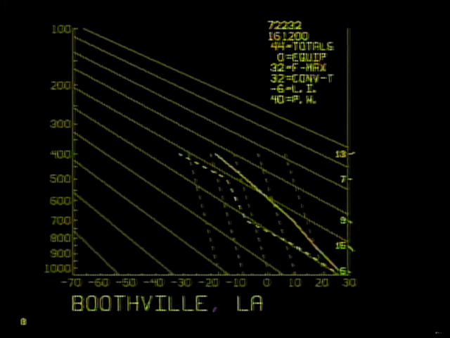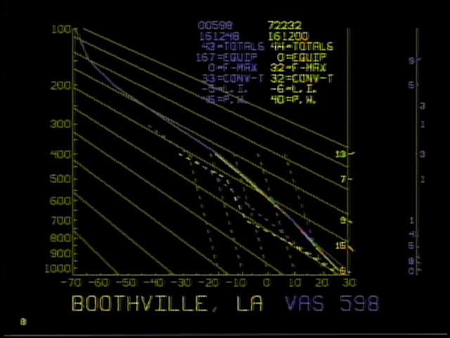Radiosonde data from Boothville was only available below 400 millibars. The temperature and moisture profiles indicate strong convective instability in the lower troposphere. This is supported by the values of 44 and -6 for the totals and lifted index respectively. Although some drying is evident between 900 and 600 millibars, the mean relative humidity in this layer is well above the 50% threshold. The VAS temperature profile is in close agreement with the radiosonde data.